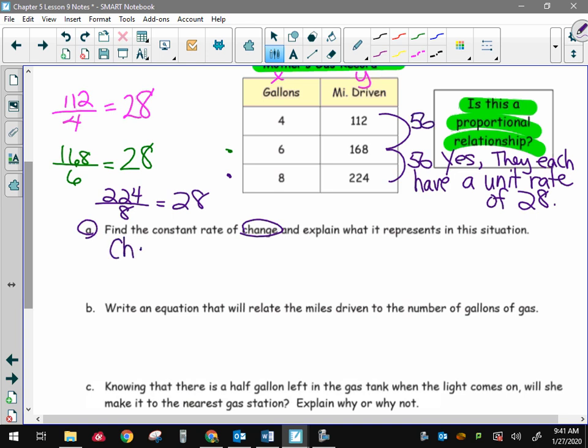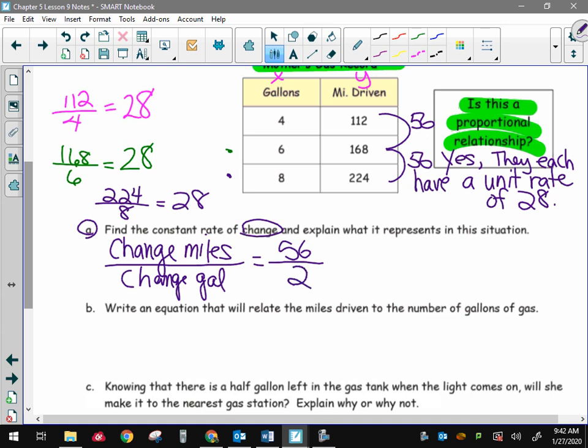So my change in miles is 56. We're going to put that over change in gallons. What's the change in gallons? Cole? 2. What do I do with that ratio? Divide it. What do I got?